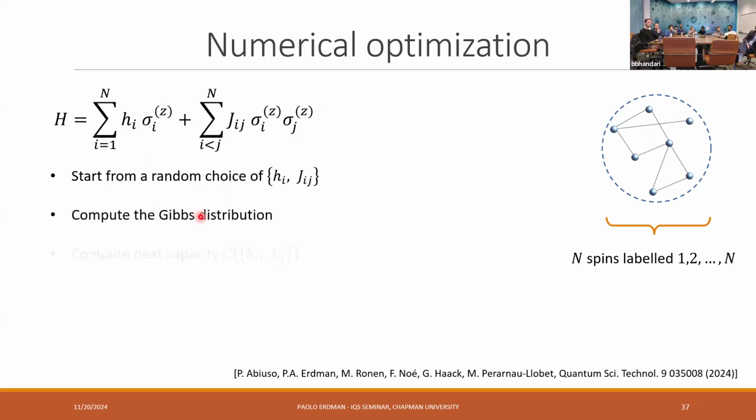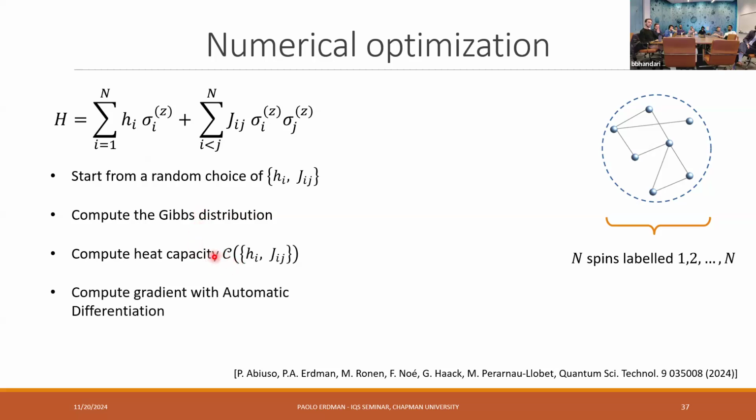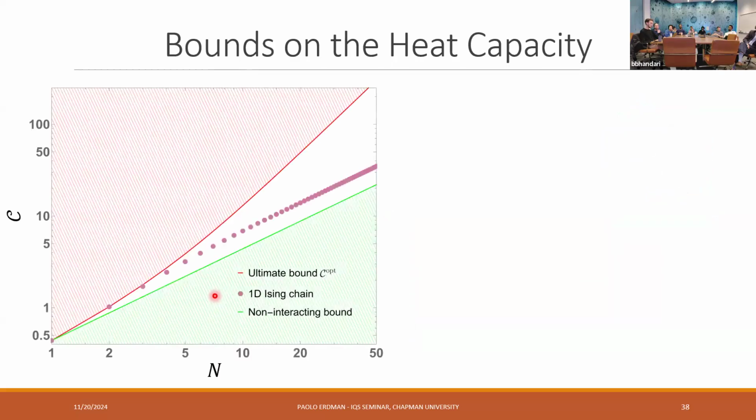Then you compute the Gibbs distribution. We can compute the heat capacity. Then we take the gradient of the heat capacity with respect to these parameters using automatic differentiation, which is something that is often used in machine learning frameworks to simplify the calculation of derivatives. And then we do some kind of gradient descent approach, so something quite straightforward. And this is pretty much the picture.